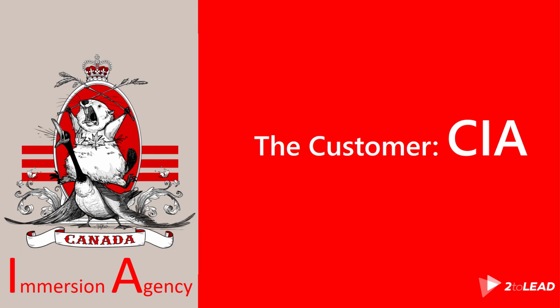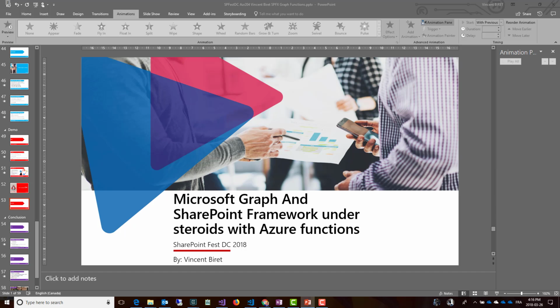Our customer today is the CIA, the Canadian Immersion Agency, and the goal of this agency is to make sure that everybody is nice to one another and they monitor communications for that purpose. All right, and let's jump right into the demonstration.